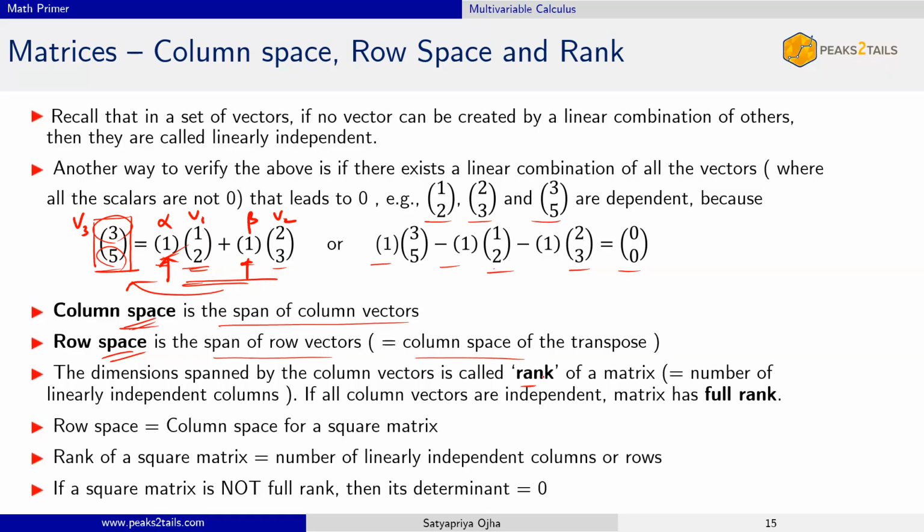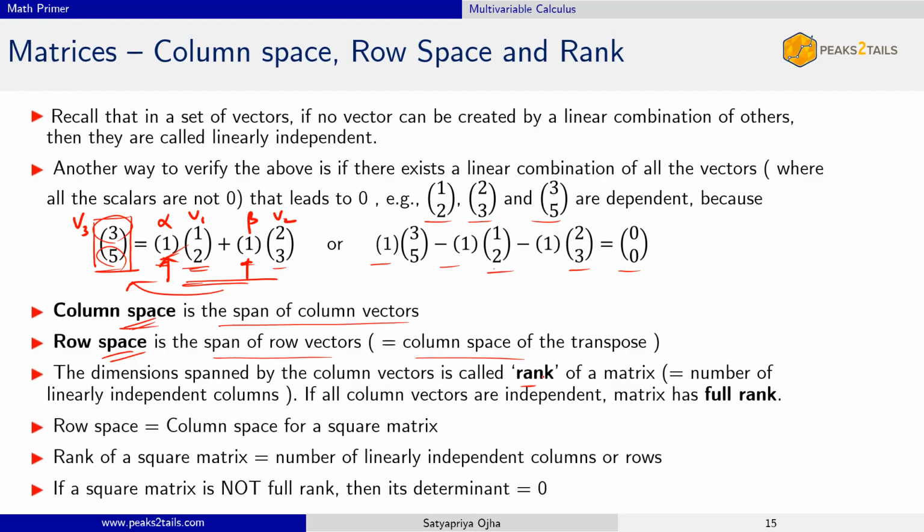Okay. And if the highest rank that is possible is what you also get in the matrix, then it's called a full rank. So a 3 by 3 matrix, if it has 3 linearly independent vectors, it will be called a full rank matrix. That means the highest rank that is possible, you achieved that. Okay.